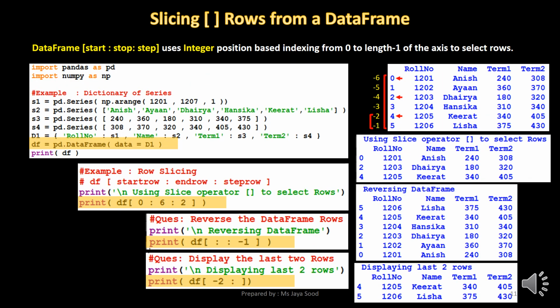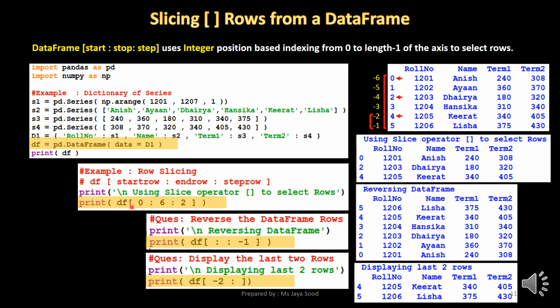Slicing rows from a data frame. The slicing operator uses integer-based indexing to select rows. We need to specify the start value, the stop value, and the step value separated by colons within the square brackets. With reference to our previous example, let us have a look at these print statements.